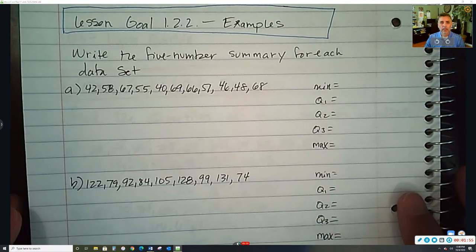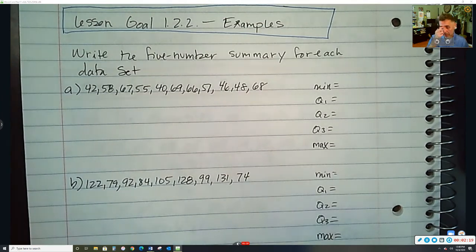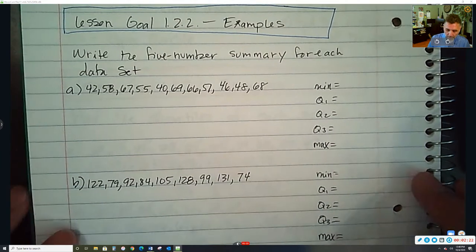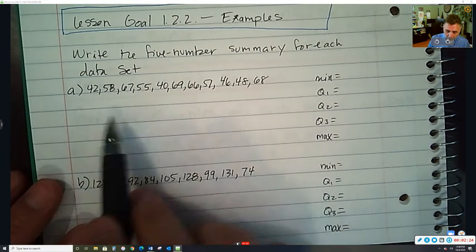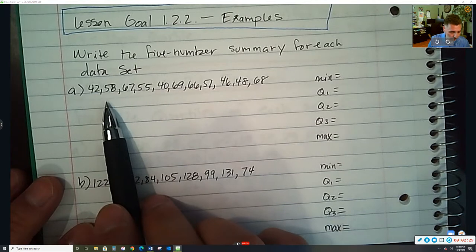So these are the 2 examples for this section of notes. Again, writing the numbers in order from least to greatest is probably the most challenging part of the assignment, because if you mess that up, it's going to mess everything else up. Okay, so I suggest when you do that, make sure you go through and cancel these as you're writing them down.